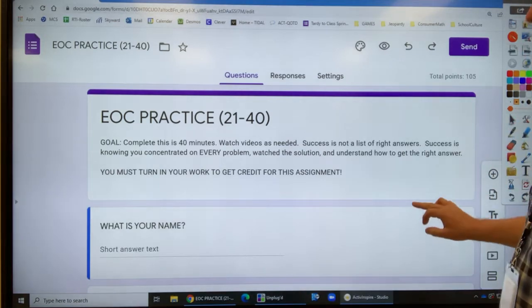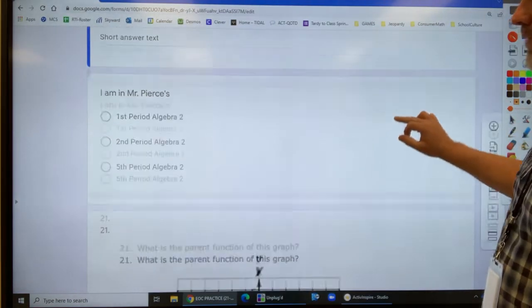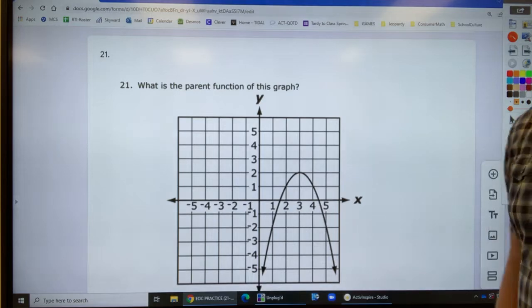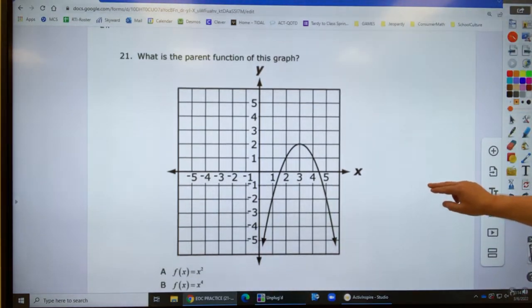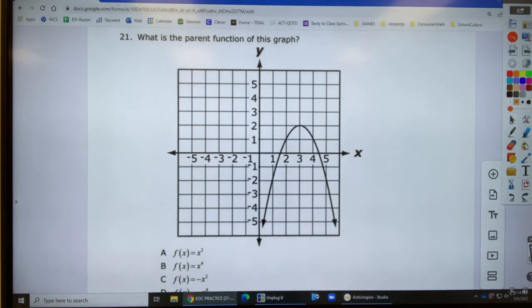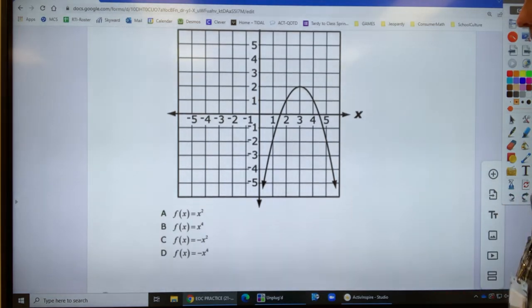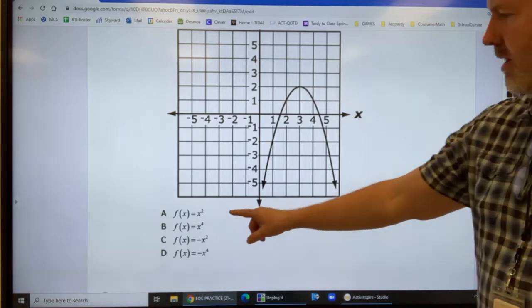So let's go ahead and get started with number 21. So easy, I'm not going to make a mark on the board. What is the parent function of this graph? That is a parabola. So the parent function would be A.